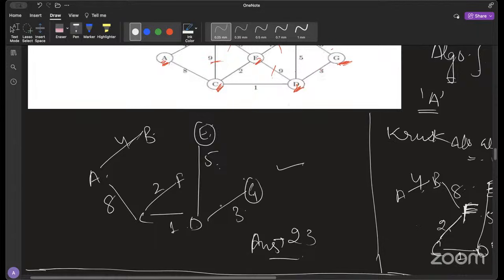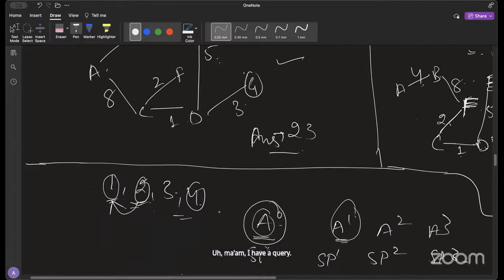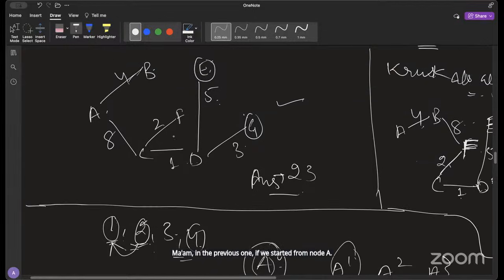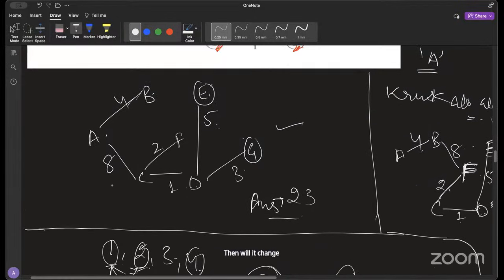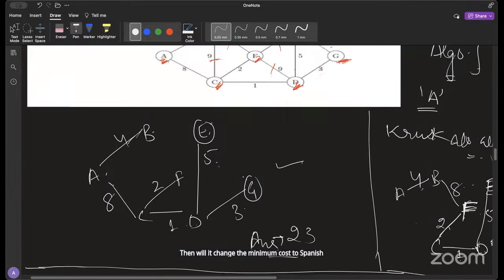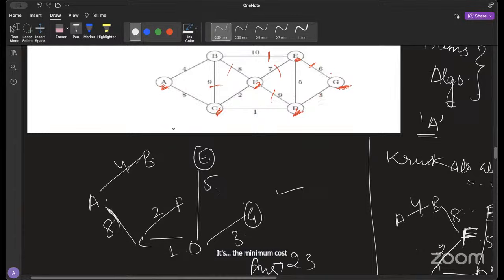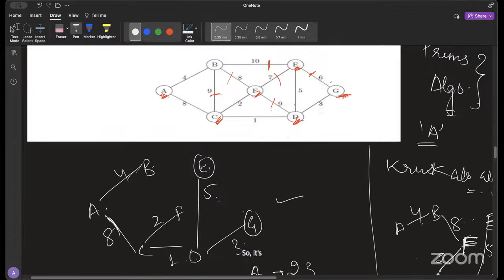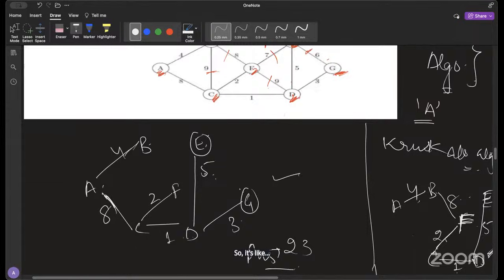Ma'am, I have a query. Yeah. Ma'am, in the previous one, if we started from node A, then will it change the minimum cost spanning tree? Like if a node is given? The minimum cost never changes. So it should be the same. Yeah, it remains the same. You don't have to worry about that.